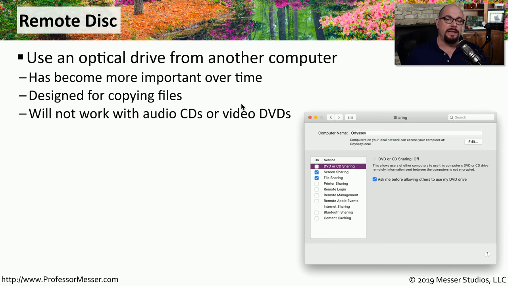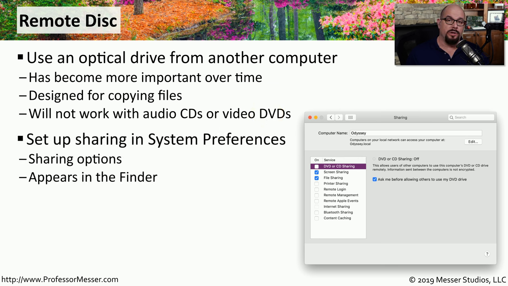As you've probably seen, it's becoming less common for new computers to include a DVD-ROM player inside of the device. Fortunately, in macOS, if one device does have a DVD-ROM reader, you can configure the operating system to share that one DVD-ROM with anybody else on the network. This is a feature called Remote Disk. It's a way that you can transfer files from some of those DVD-ROMs to any other system on the network. It's important to note that this does not work with audio CDs or video DVDs. It's really designed for the transfer of data.